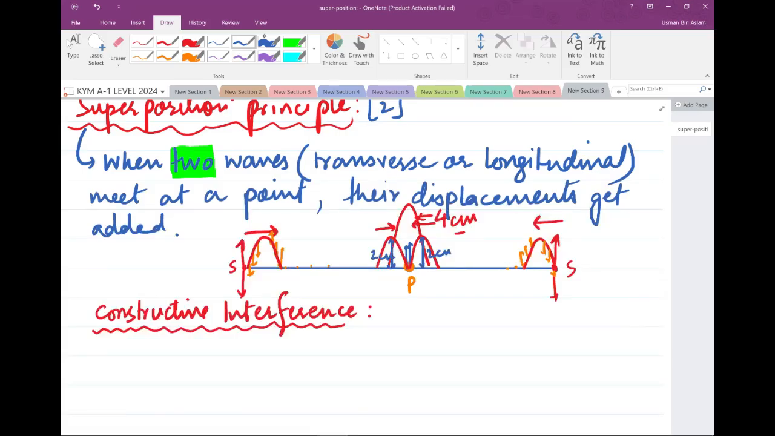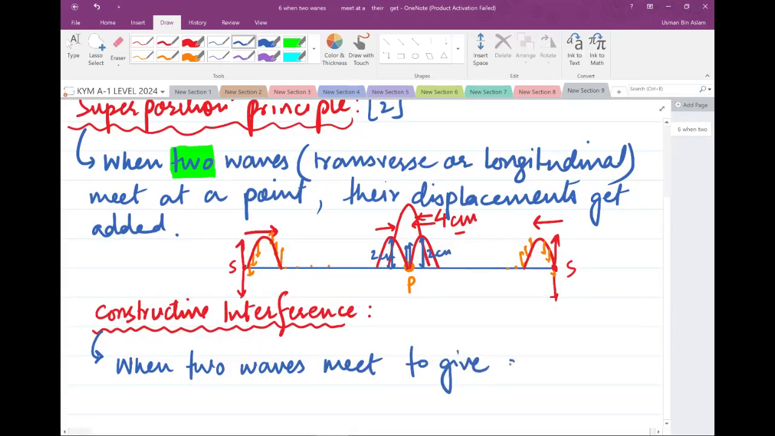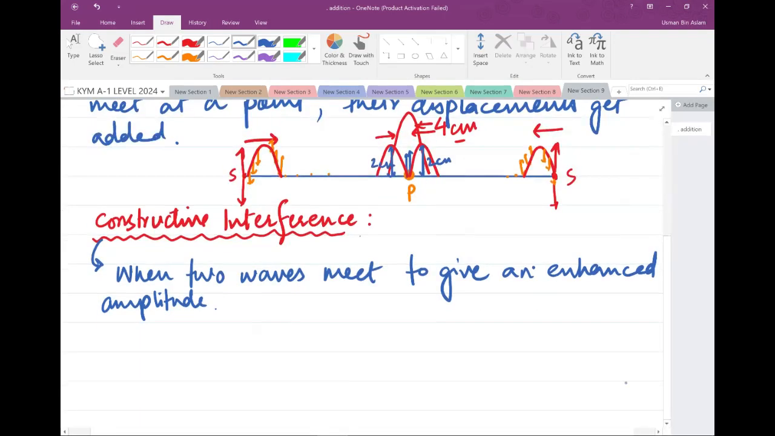So this was constructive interference for you. I'll define it for you. It says when two waves meet to give an enhanced amplitude, that will be called constructive interference.